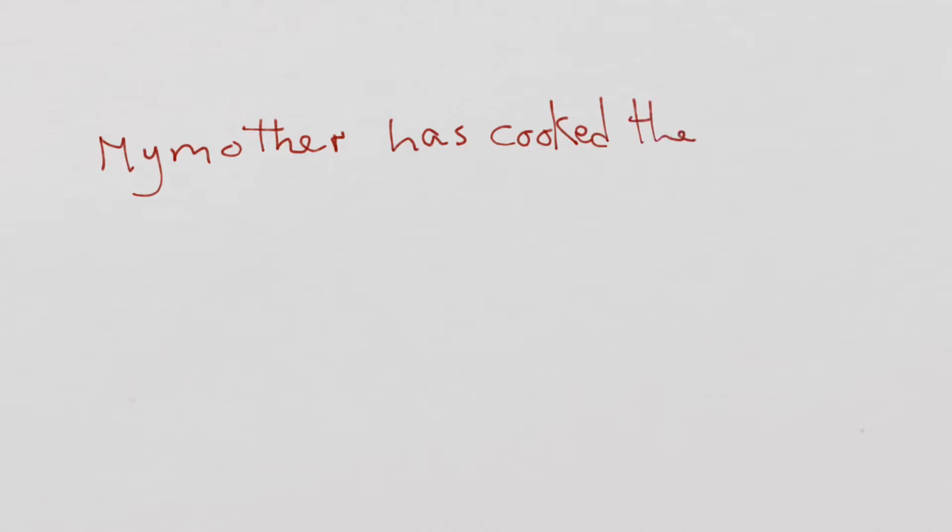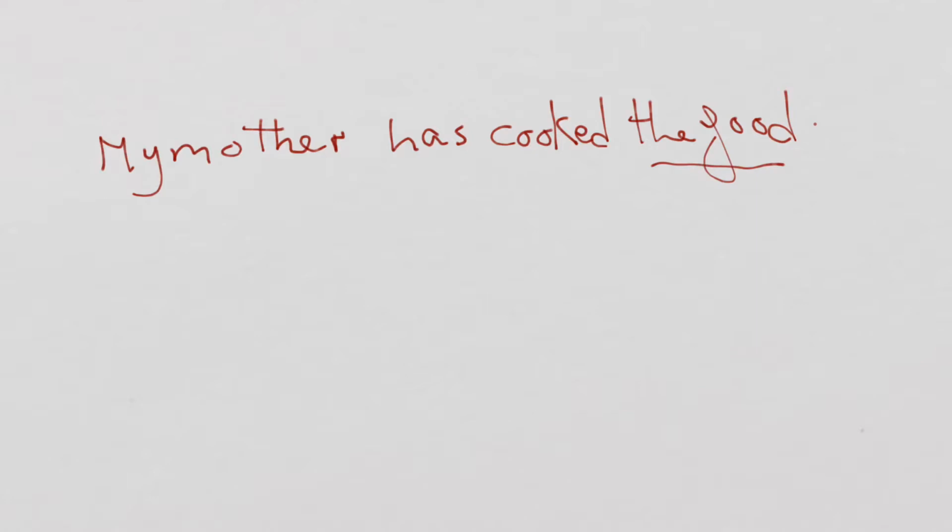Okay, and then let me continue the main tenses. If it is my mother has cooked, my mother has cooked the food. Okay, again we are going to begin with the object. I think you have been aware of the main procedure that you should follow.